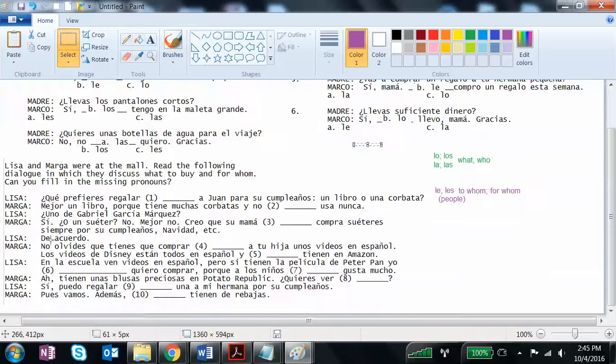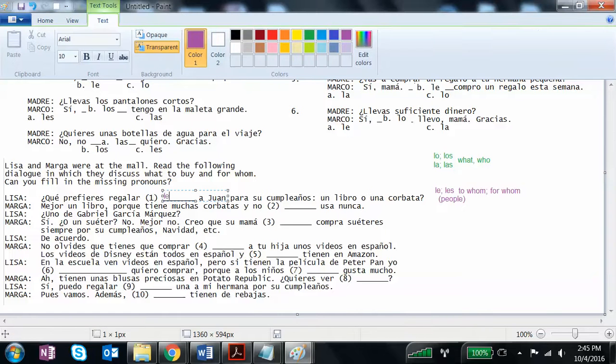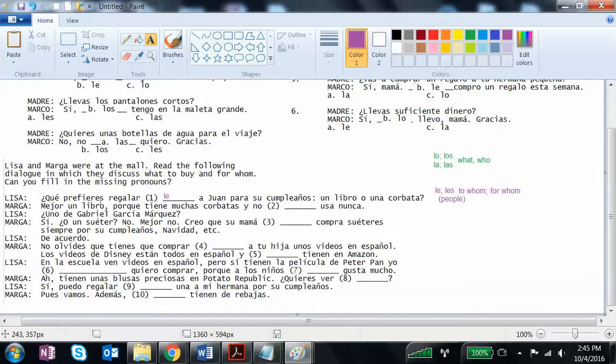Okay? And you can do the same thing here. ¿Qué prefieres regalar a Juan para su cumpleaños? Whenever you see these, you're going to probably use the indirect object pronouns. It's saying, what do you prefer to give to him, to Juan? And so you would put le in here. ¿Qué prefieres regalarle? And that le should be attached to the regalar.